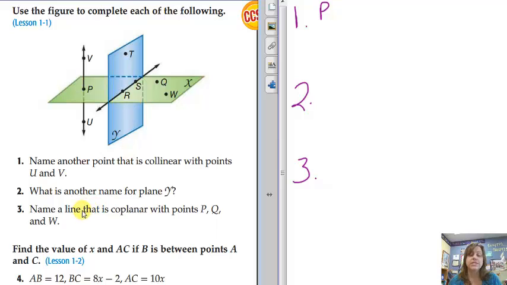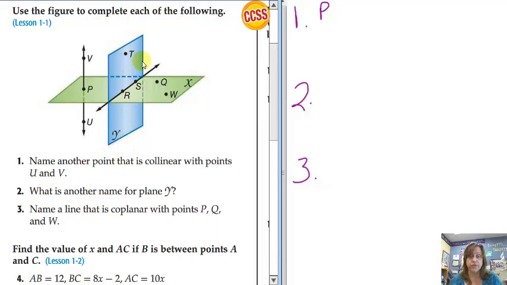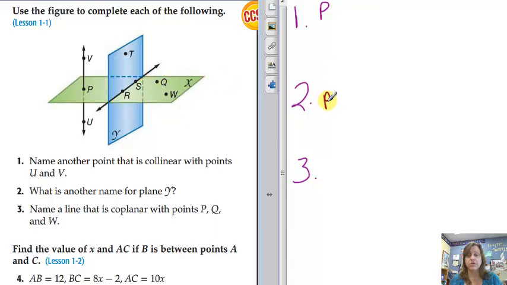Number 2, what's another name for plane Y? Plane Y is labeled here in the corner as our blue vertical plane. What's another name for that? Well, remember, you can name a plane by just naming 3 points you can find on the plane as long as those points are non-collinear. So they must be in a triangular type of pattern. There are 3 points on that plane labeled T, R, and S. So let's name that plane that way. Let's call it plane TRS. And of course, the order you name those in does not matter.